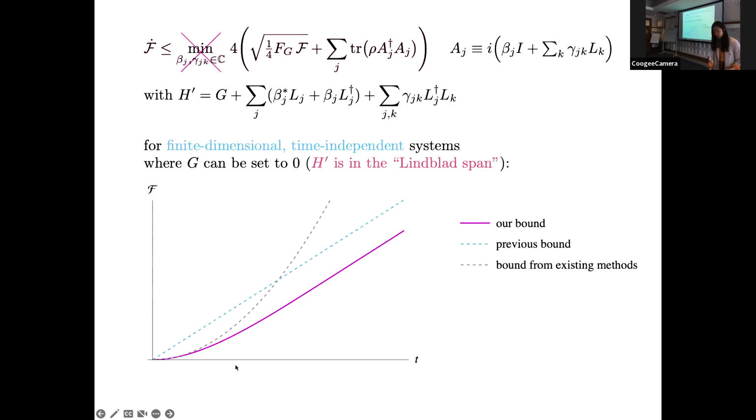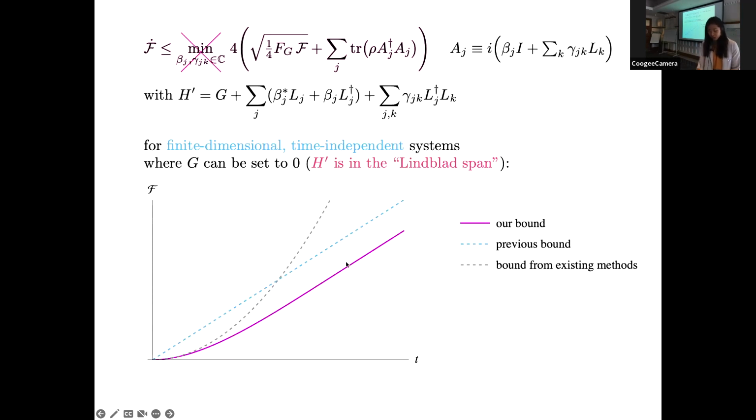And this is for the case where H primed can be decomposed into Lindblad operators. So remember, we decomposed H primed in this form, where G can be anything. So this is the case where G can be set to 0 if you want to. In other words, colloquially, H primed is in the Lindblad span. Okay, so you can see from our plot that our QFI bound grows quadratically with time at first, and then eventually becomes linear.